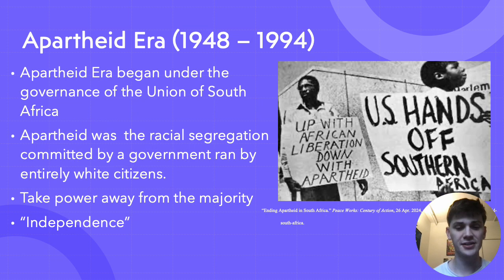And then after the colonization era, we begin the apartheid era from 1948 to 1994. There is a bit of a gap because it took a while for apartheid to start, but it did begin under the governance of the Union of South Africa government. Apartheid was the racial segregation committed by the government run by entirely white citizens. It took power away from the majority. In South Africa, the majority of people are colored, and the minority are white citizens.